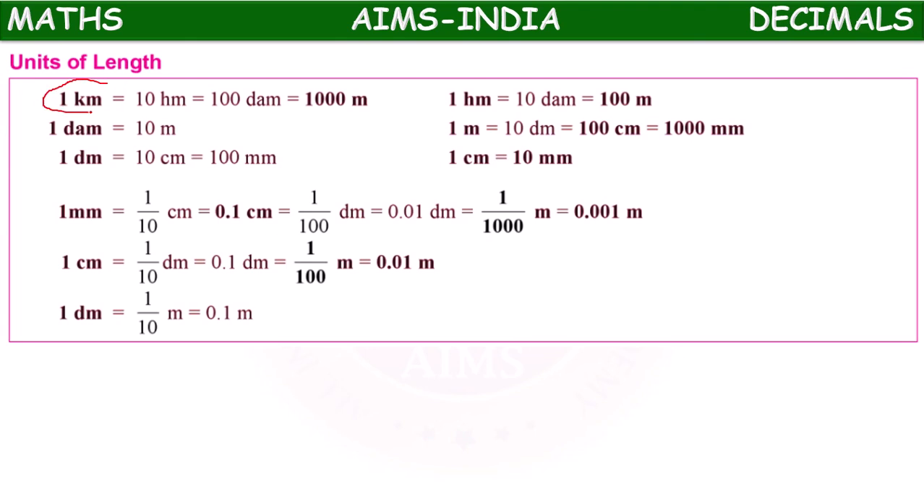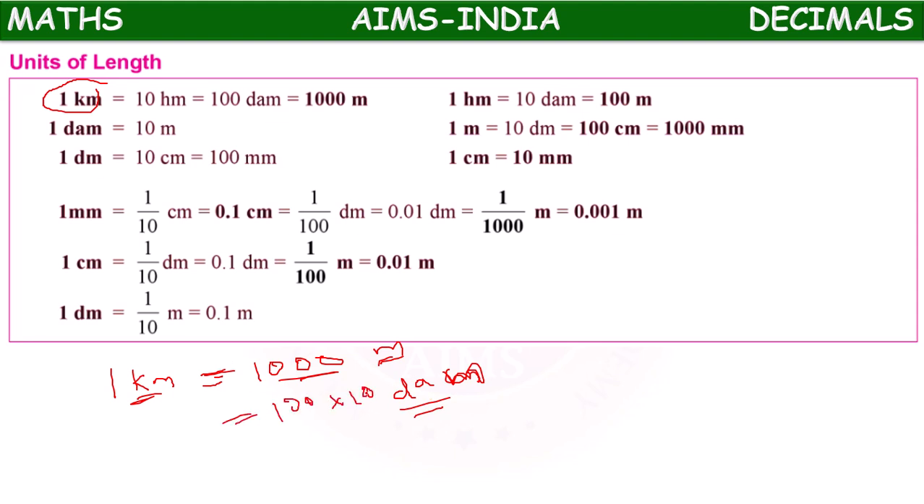Or simply we can write 1000 meters. If we have 1 kilometer, in how many possible ways can we write it? Kilo stands for 1000 meter, so in terms of meters we can write 1000 meters. In terms of decameter, deca means 10, so 1000 we can write as 100 into 10. Instead of 10 we write deca, so 100 decameter.